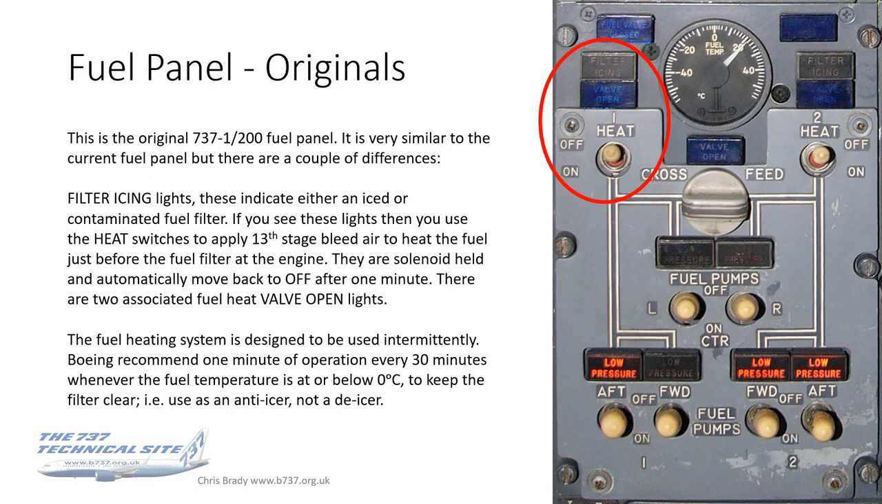As with a lot of switches on the 73, a lot of valves, we've got a blue valve open light, which has got the same bright blue dim blue logic as all other blue lights. Now, this fuel heating system is actually designed to be used intermittently, and Boeing recommend using it for one minute every 30 minutes whenever the fuel temperature's at or below 0 degrees to keep the filter clear. So in other words, use it as an anti-icer, not a de-icer. You use it as you would, I guess, engine anti-ice or wing anti-ice.